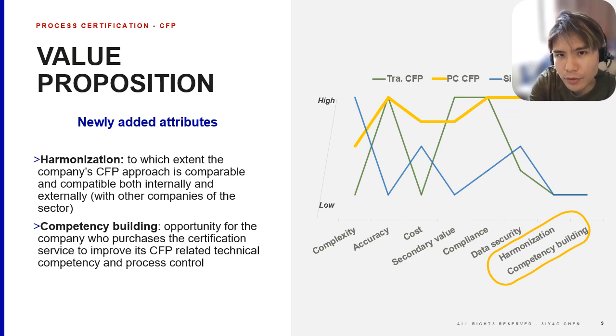I plotted the new value curve of our new business model, which is called PCCFP, with the yellow line. So as we can see, generally speaking, for almost all attributes we identified previously, our new business model is having higher performance than the reference offers that we are having in the market today.